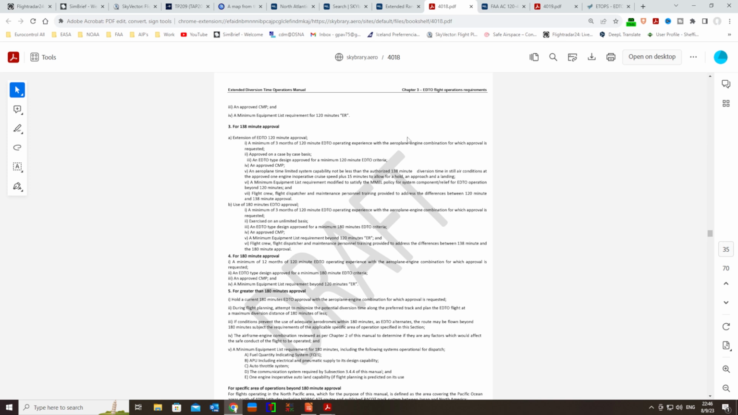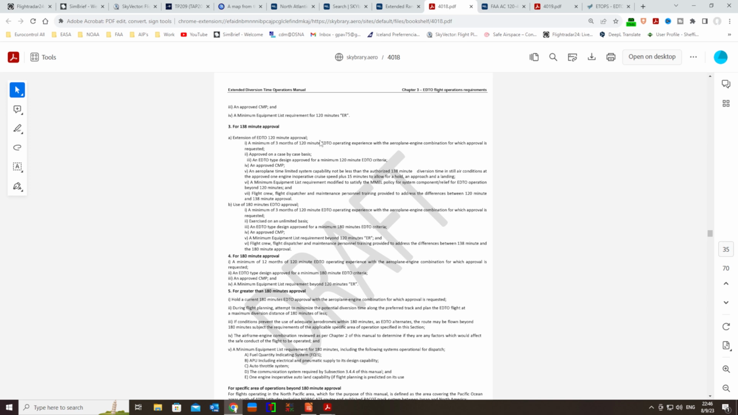So basically, according to the documentation for extended diversion time operations, EDTO, it is the same as ETOPS, as I mentioned earlier. We need to follow this and have these approvals here.